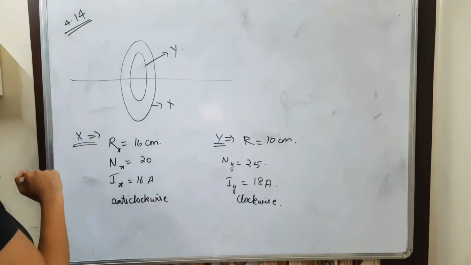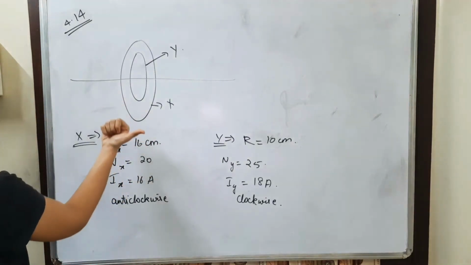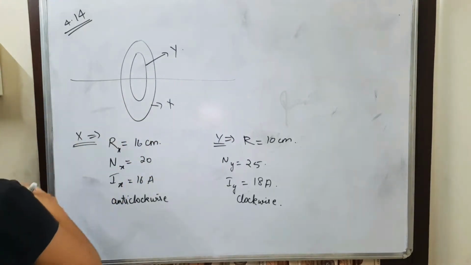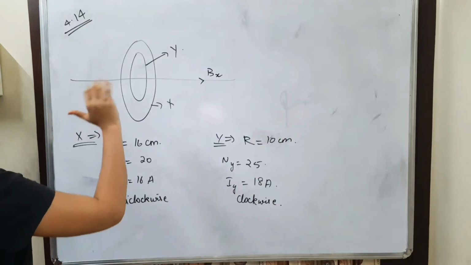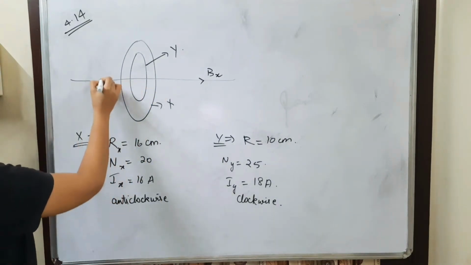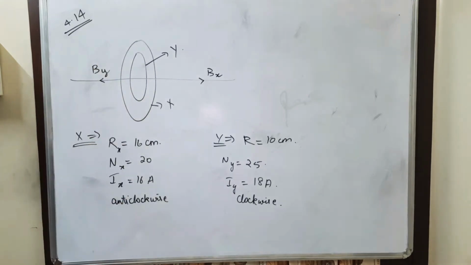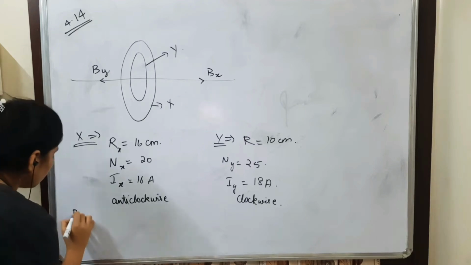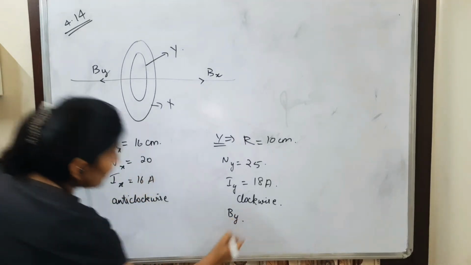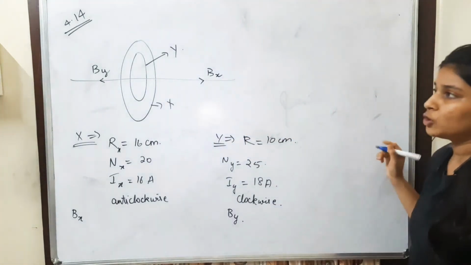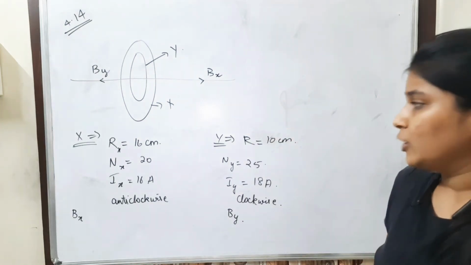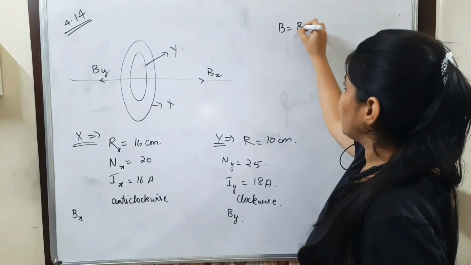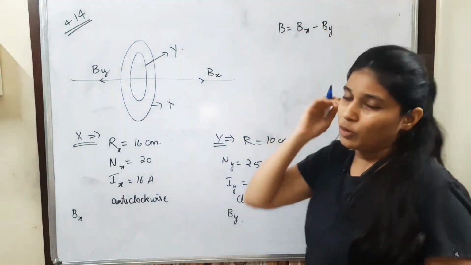Now if you look at X, it is anti-clockwise. Anti-clockwise means in this direction, so the magnetic field due to X will be along the positive X axis. The current in Y is clockwise, so the magnetic field due to Y will be in the negative X axis. Now we have to find Bx and By, and then we will find the net magnetic field for this arrangement. Depending upon which is greater, we will subtract the values. So B can be equal to Bx minus By or By minus Bx, depending upon which one is greater.